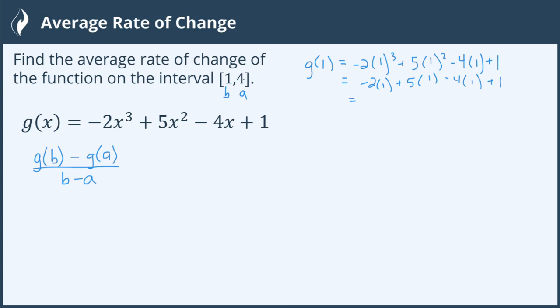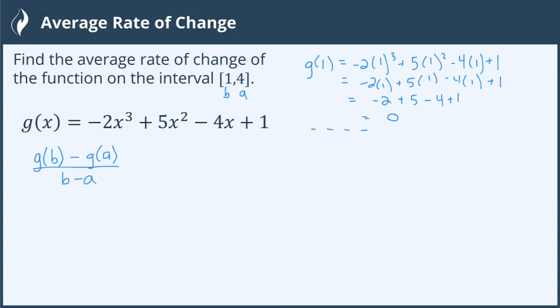So now let's do the multiplication. I've got -2 times 1 is -2. 5 times 1 is 5. -4 times 1 is -4. And then I've got the plus 1 at the end. So if we add from left to right, -2 plus 5 is 3. Minus 4 is -1. Plus 1 is 0. So it looks like g of 1 is 0.